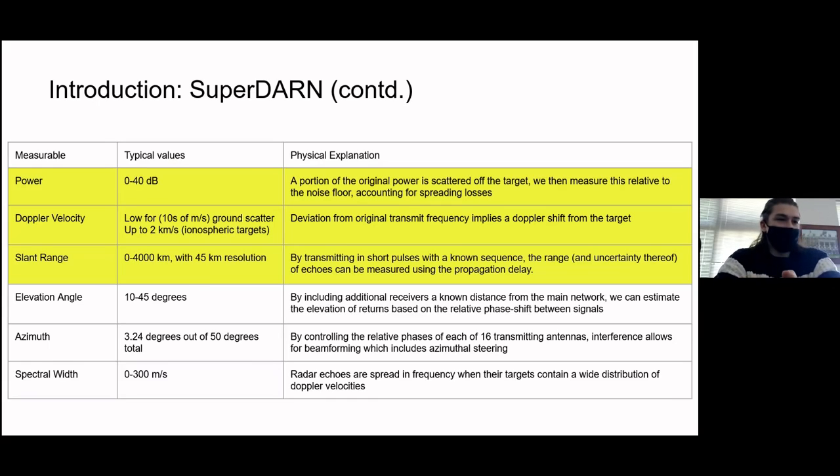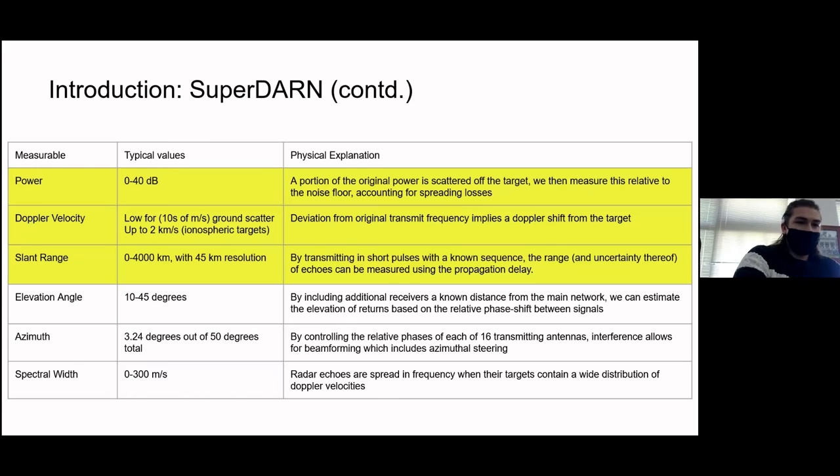So the way that that's done is you transmit a short pulse sequence that you know, and then you measure the range and also the uncertainty of the range, based on the pulse. And then you can get basically the range of the echoes. And then also you have elevation angle.